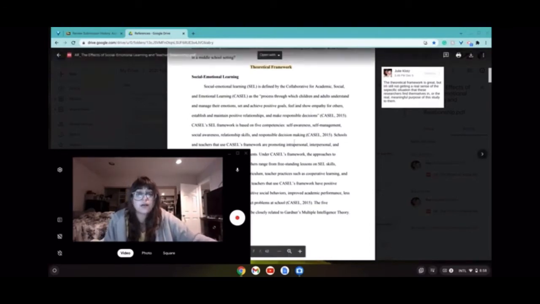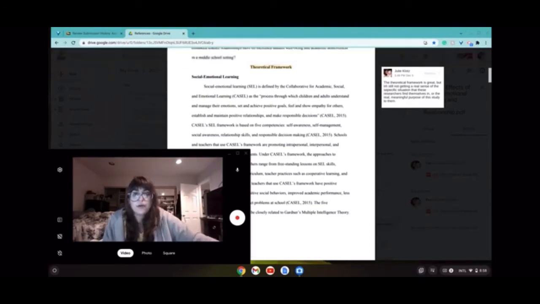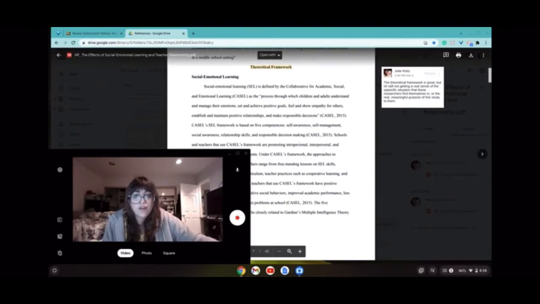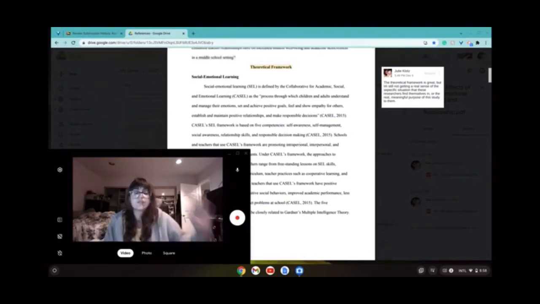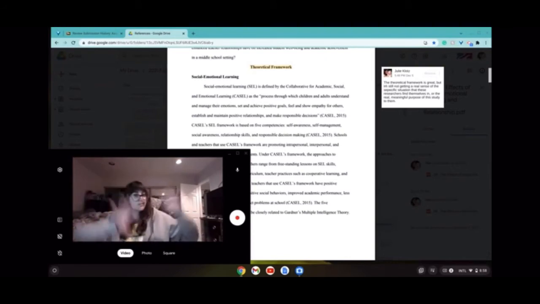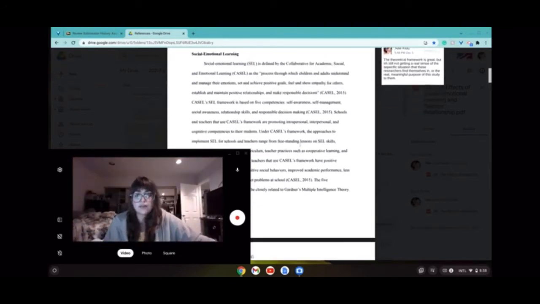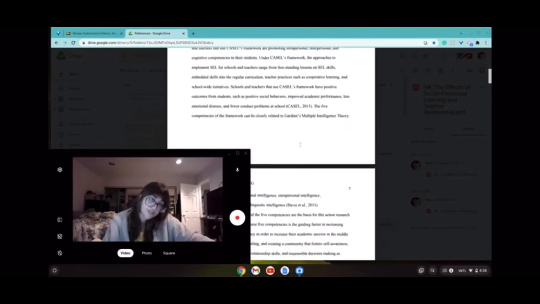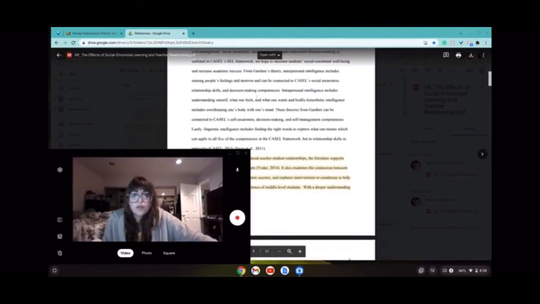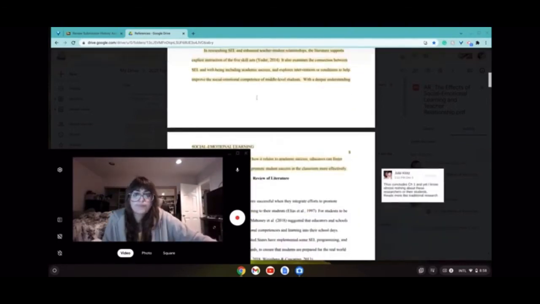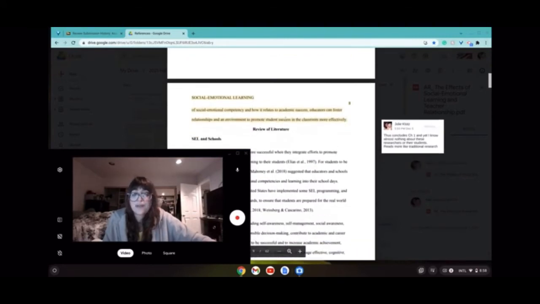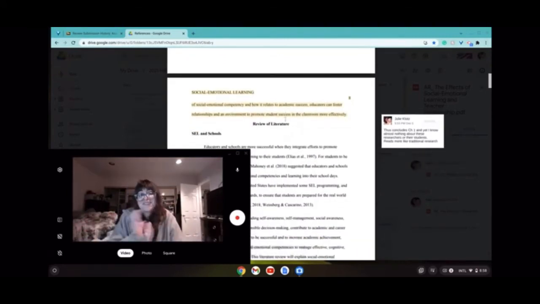Theoretical framework, pretty strong. They really set the ground for the 5 competencies. Castle's framework pops up all throughout this paper, and they set the tone for that. This is mostly what's in here. They mention Gardner's multiple intelligence theory, and they weave that in. But really, by the end of that chapter, that's it. There's no definition of terms. And the entire thing's in passive voice.